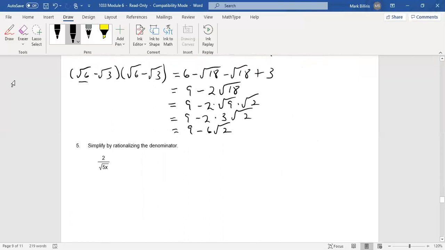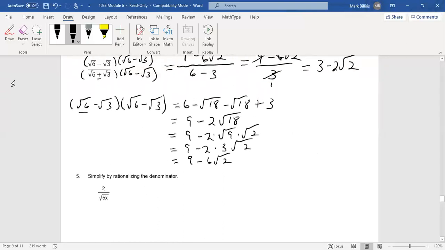Okay, the last example. Here I have 2 over the square root of 5x. Square root of 5x is a monomial. I can't reduce 2 and the square root of 5x. So I'm going to multiply by the square root of 5x.